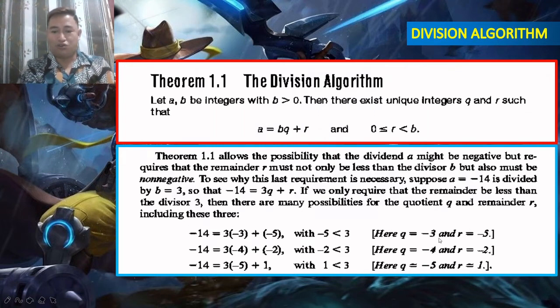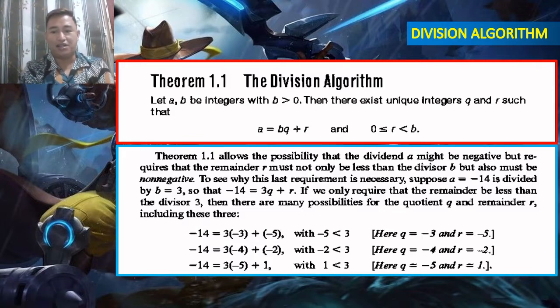Okay, kung ato ang divisor b is 3, then negative 14 is our a. So, kung atong quotient kay negative 3, ang remainder kay negative 5. So, kung atong add class negative 9 plus negative 5, negative 14, tama. So, ang negative 5 kay less than 3, tama. So, here, q is negative 3, r is negative 5.